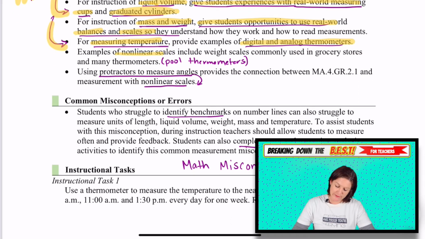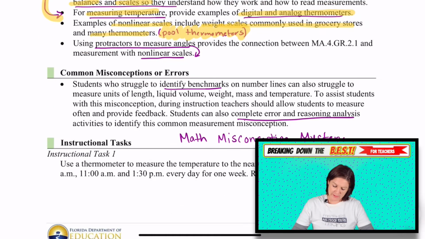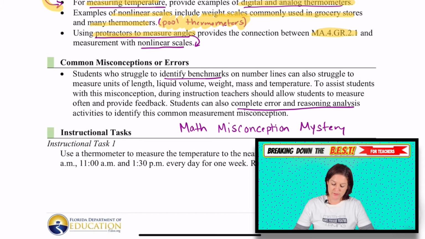And here, like nonlinear scales, as in weight scales commonly used in grocery stores, and many thermometers. I'm thinking of a thermometer that we used to have, not in the pool, but outside to measure the temperature, and it was more of a circular thermometer rather than a vertical number line. Okay, and then we will expand when we get to this standard. We'll be using a different tool. We'll use protractors to measure angles.